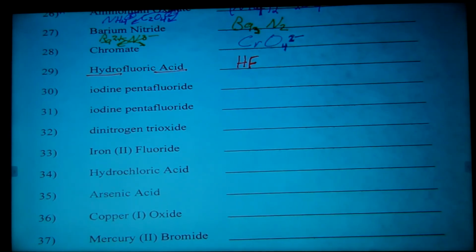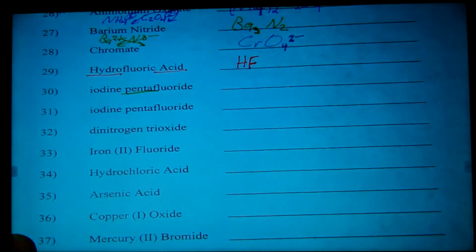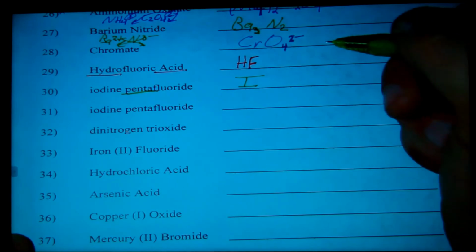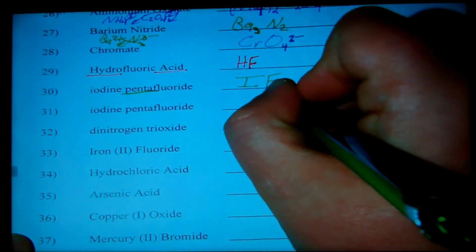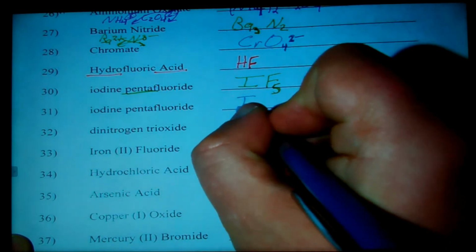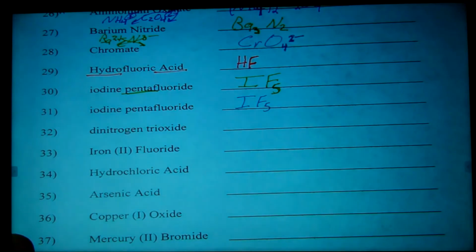I apologize for that again, but here's the key. It won't be bad for you. Penta, you see a prefix, so it's spelled out for you. So iodine, there's no prefix with it, so it's just I. Fluoride, so F. Penta means 5, so IF5. And I guess we'll just write it again, because Mr. Hall made a mistake. Isn't that great? So let's go to 32.